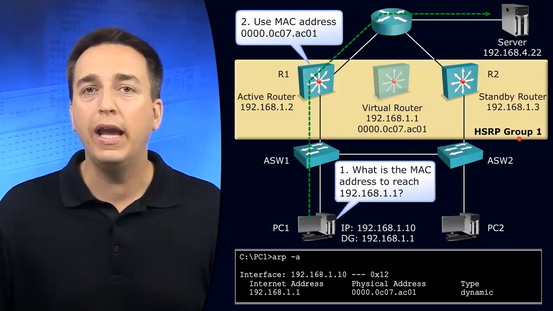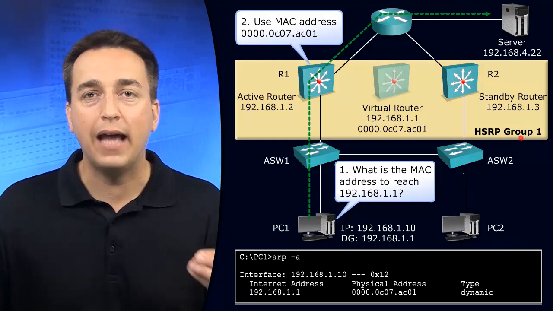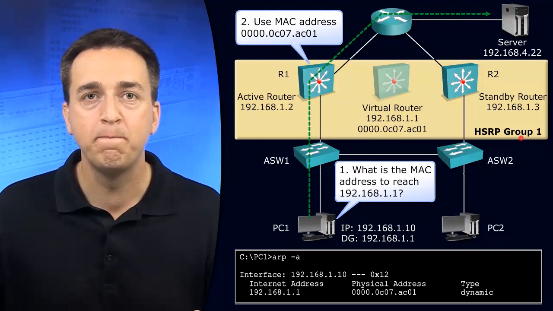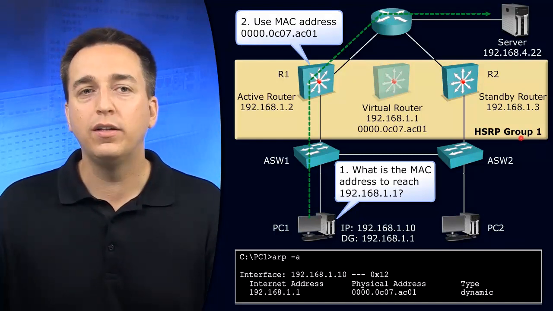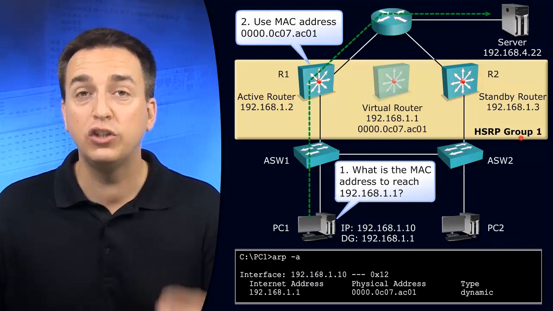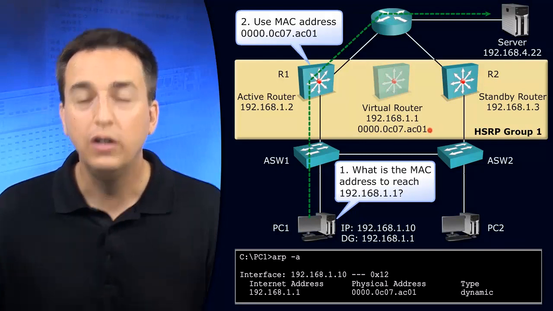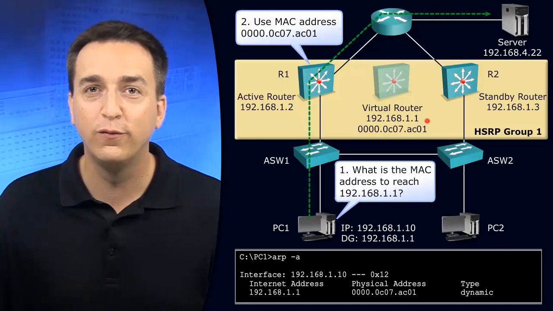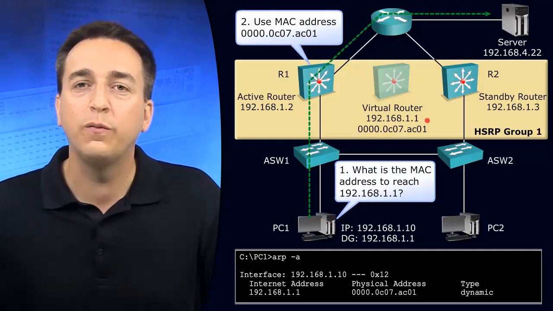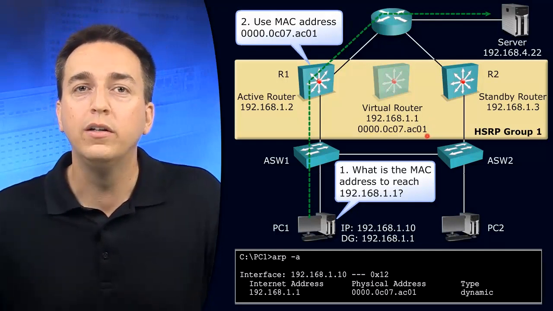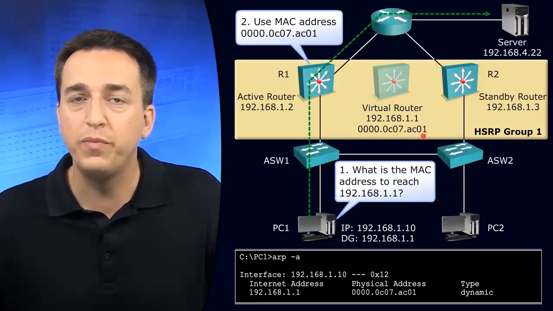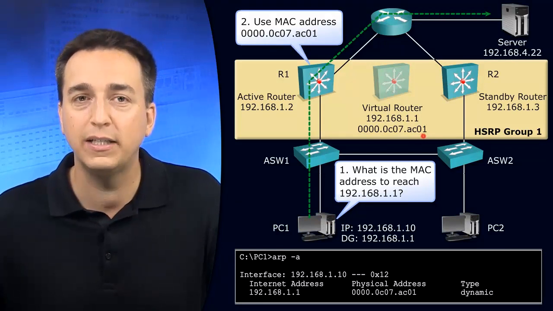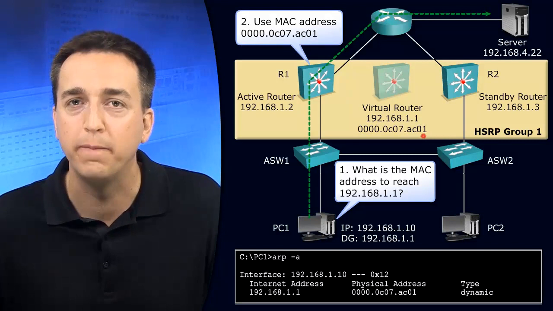This is how HSRP is able to have multiple groups running and ensure that the clients get the MAC address associated with the correct group, which is associated with the correct virtual IP address. So for example, if we had Group 2, the last two digits would be 02. So the final two hexadecimal values represent the group number.